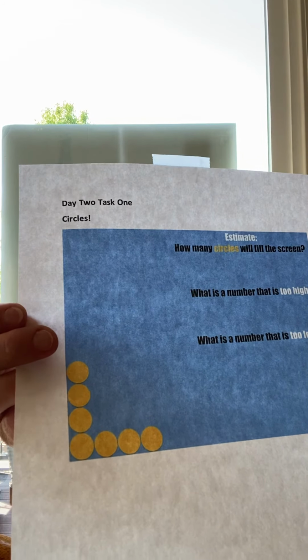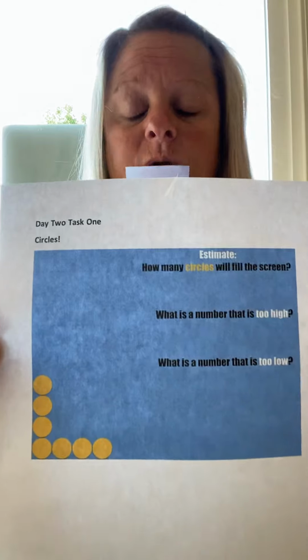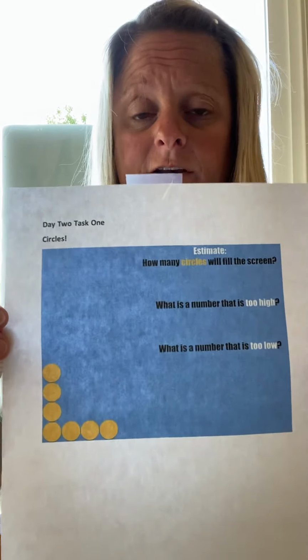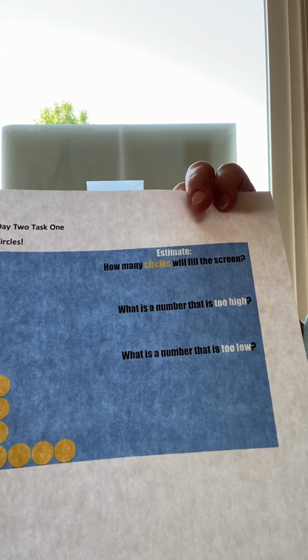And basically it says to estimate. Well, I know that when you estimate, you make a really good guess about a number. So if I were to estimate how many circles would fill this entire square, I'd make a good guess. Now, I'm not just going to say, I think it's going to be 500. There's a better way to make a good guess about this.